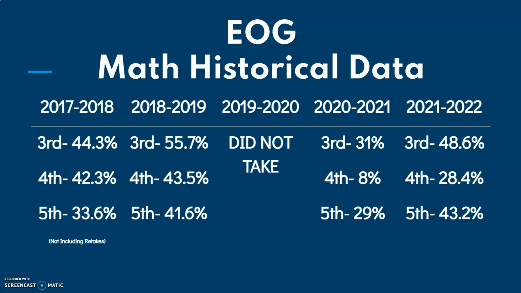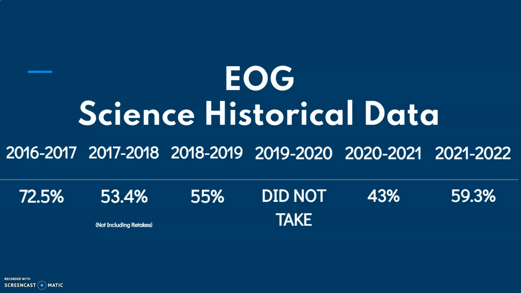Here is our EOG math historical data. So the same thing, you want to look diagonally to watch our cohorts, and this also is data that we have looked at in the past, as well as our science data.